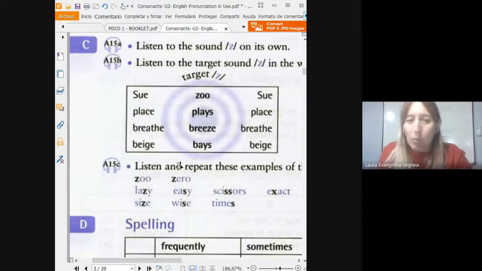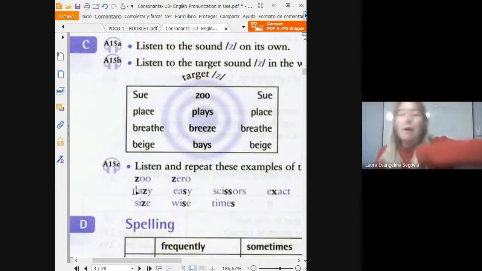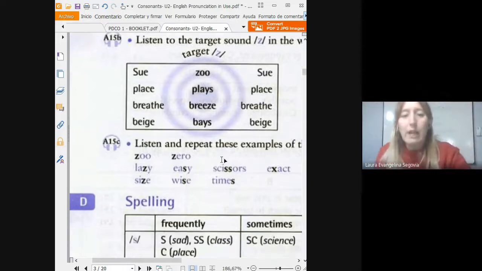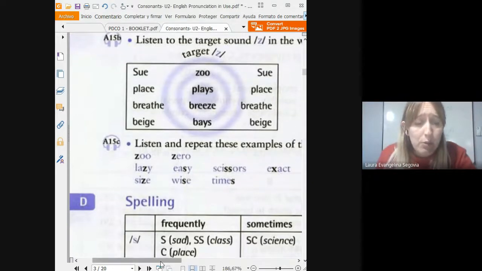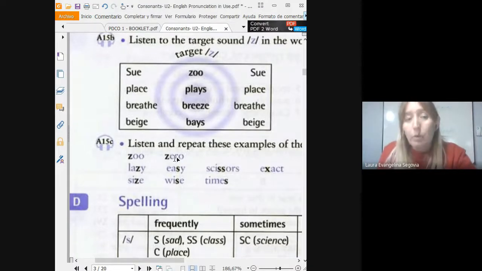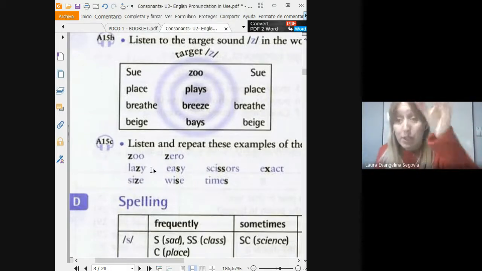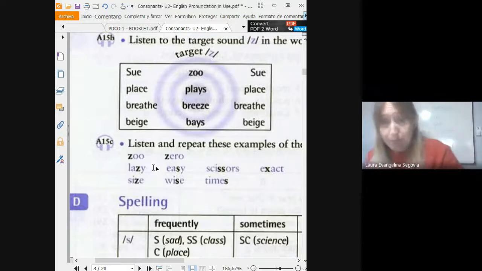I want to practice a little bit more these words, and then we go to the tongue twister, because this sound is quite difficult for some. Some of you don't have any problem. Some of you have a lot of problem with this sound. So let's see. I want you to read these words, but I will name you and you will read it one by one in this way. For example, Mika would say zoo, Cami would say zero, and then Brenda lazy, but I will name you and you have to say the word, and I will correct the pronunciation of the word. Okay?